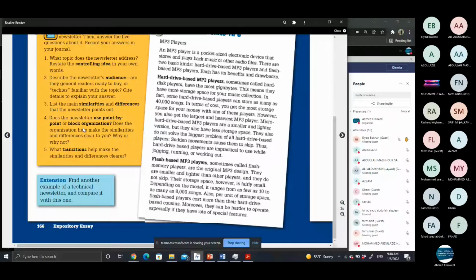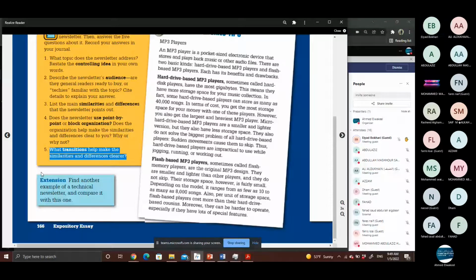Last question. What transition helps make the similarities and differences clear? Transitions. First start with the newer one, then the older one, to see what has been upgraded, then see what has been downgraded.